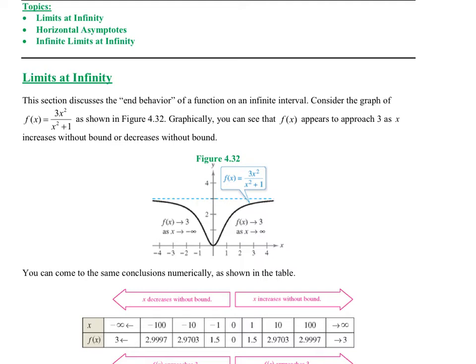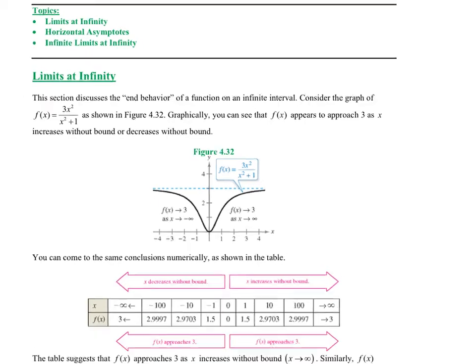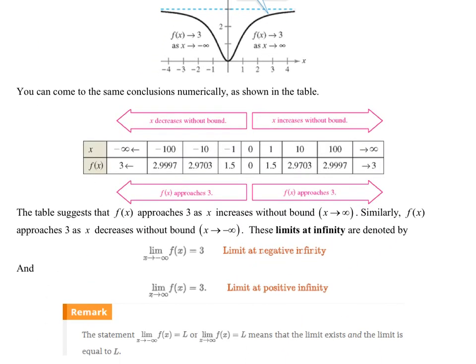So as I go all the way to the right and all the way to the left, my y value of this function, as I go to the right, notice the y value approaches 3. As I go to the left, the y value approaches 3. Okay? It says you can come to the same conclusion numerically as shown in the table. So we are able to use a table on this one, but this table is very, very different than anything we've done. Notice, as I go to the right of 0, my x values go from 1, 10, 100. So I'm getting larger by a scale of 10 each time. And look at my y values. I notice my y values are getting closer and closer to the number 3, okay?